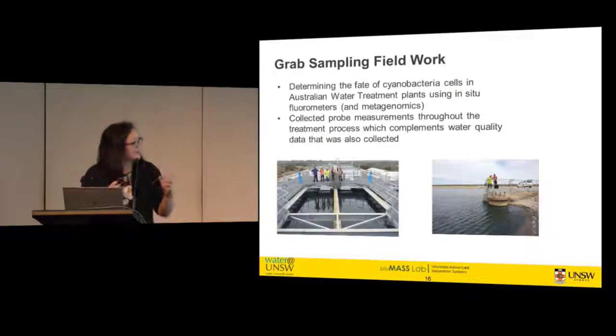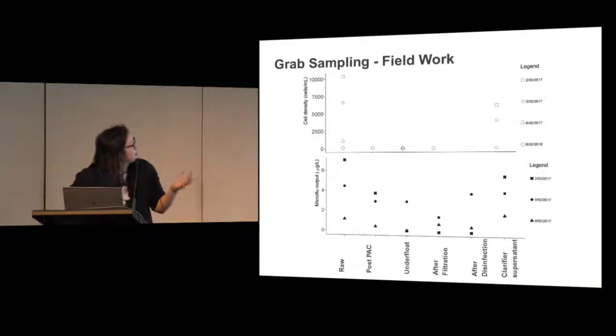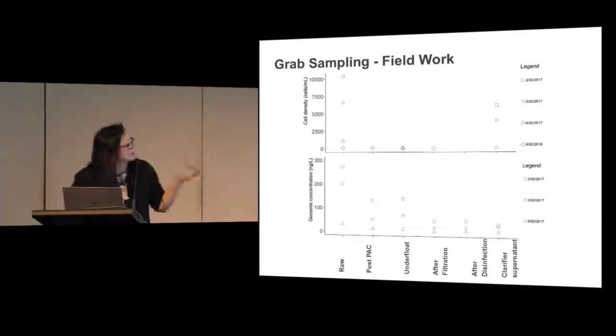So going back into the field work, I did mention that we did go sampling out to 11 treatment plants for a total of 25 visits during this period. So we collected our samples for water quality data and also used our fluorometers. So this is just an example of the data we collected. We wanted to make sure that whatever the fluorometer was reading matched the same trends as the cell count data. So that's what we wanted to really see. So this is an example of a taste and odor event at one of these treatment plants where geosmin went up to 250 nanograms per liter, and what the probe was reading and all the complementary data.